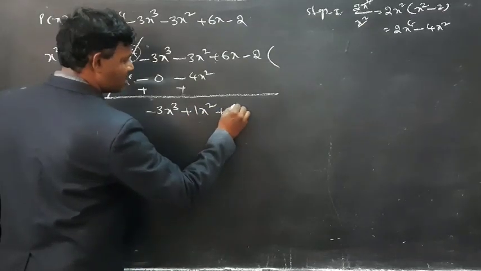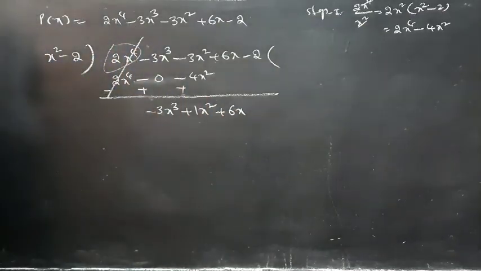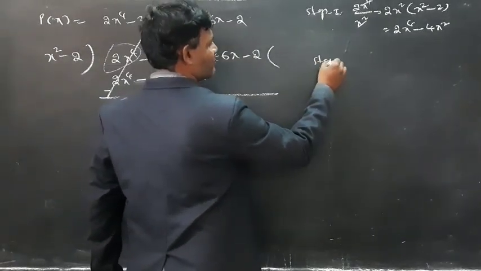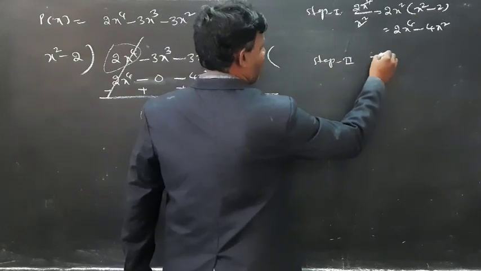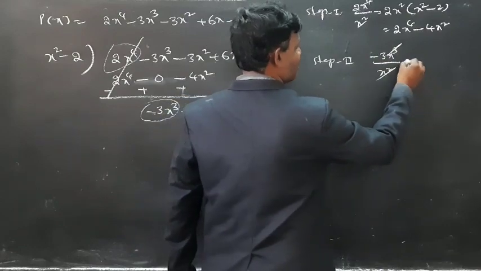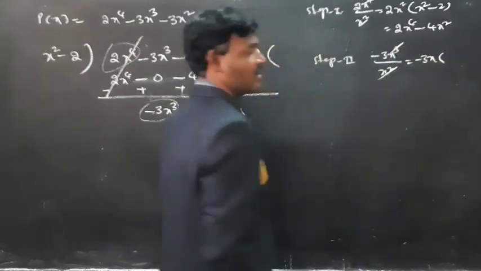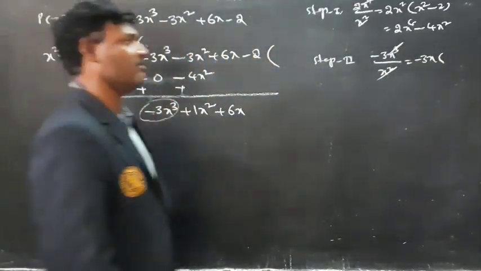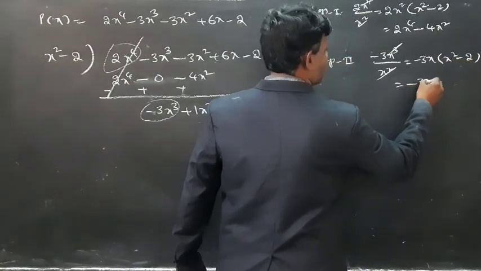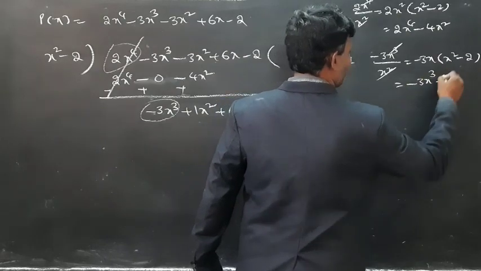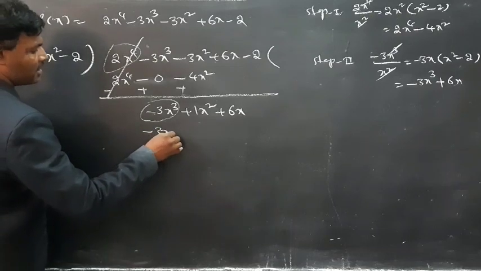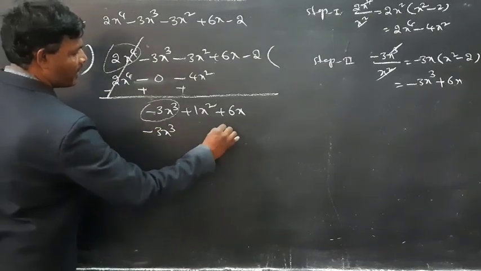Then I am taking down 6x. See, the first term of this one is minus 3x cube. Step 2. Minus 3x cube by x square. The x squares are cancelled. So remaining minus 3x. Beside that you write x square minus 2. Now multiply. Minus 3x cube, minus into minus plus 6x. Minus 3x cube plus 6x.